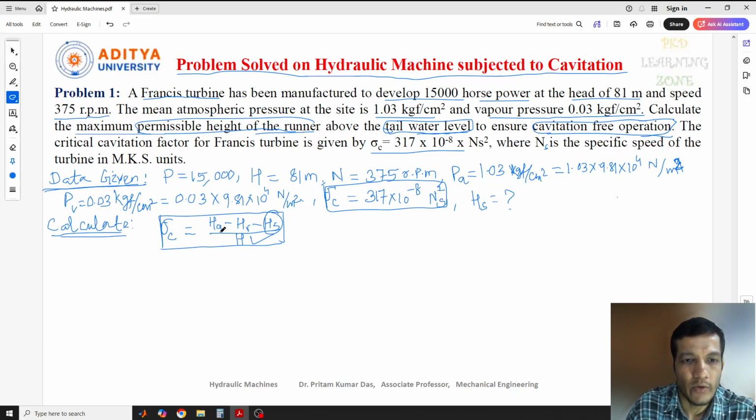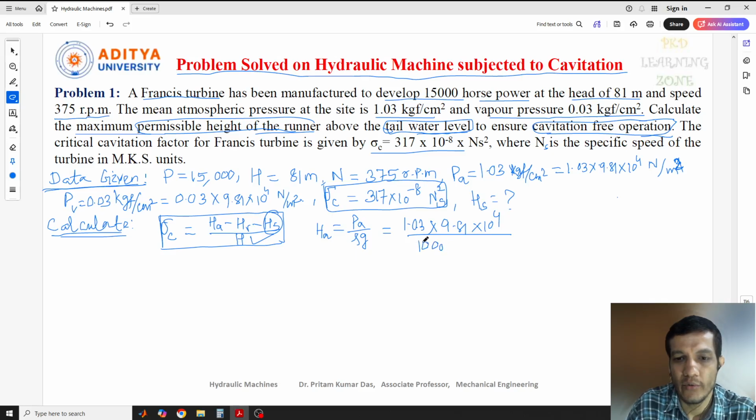So I'll try to calculate one by one. HA is the atmospheric pressure head of water. How can we calculate this HA? It's very simple. HA equal to PA by rho g. What is PA? That is nothing but our atmospheric pressure, 1.03 into 9.81 into 10 to the power 4, divided by rho equal to how much?